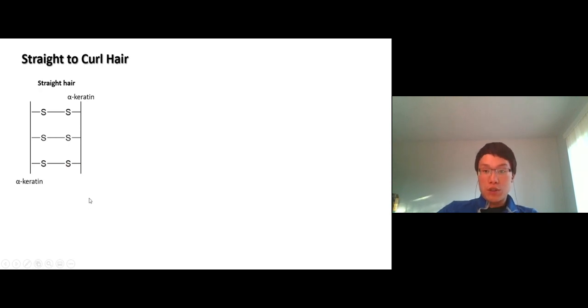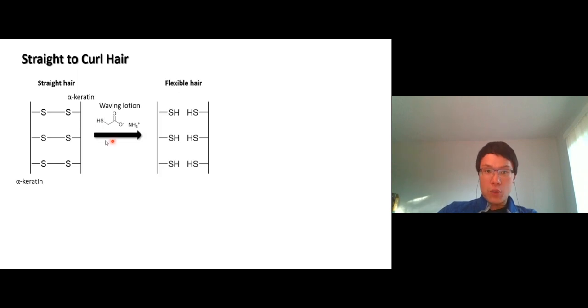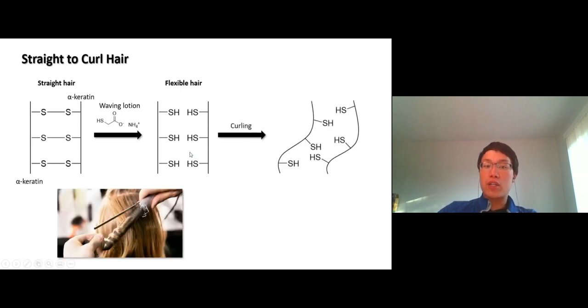Now, if you want to curl your hair, this is what you do. You add a waving lotion, which looks like this. This is a reducing agent. It reduces all this and cuts the sulfide bonds. Now your hair goes from straight hair to flexible hair. Still straight, but more flexible. And then we do the curling process using a curling iron.